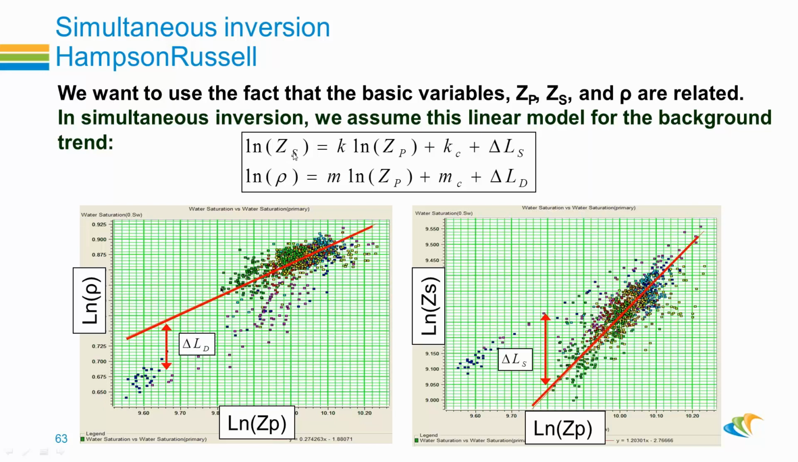Finally, these equations will be used in Hampson-Russell, so we will apply this trend for the wet logs, and this trend is for the wet trend. And the delta LD, which is here, shows that, for example, hydrocarbon is coming in that region, so we are trying to find those parameters, ZP, ZS, and density, from iterations to find the best matching of the seismic to the synthetic.